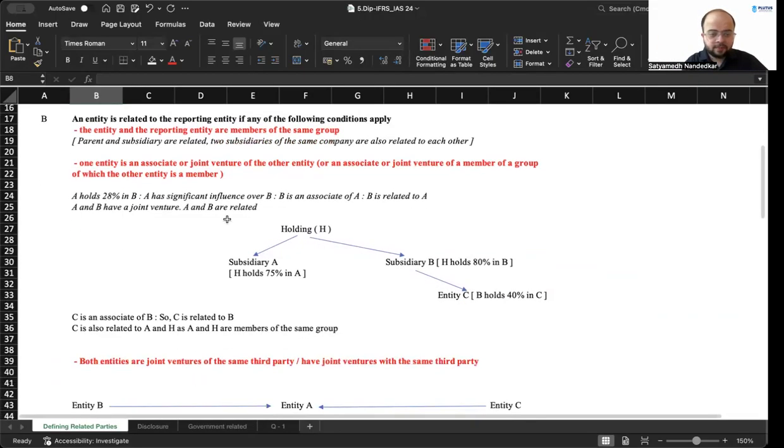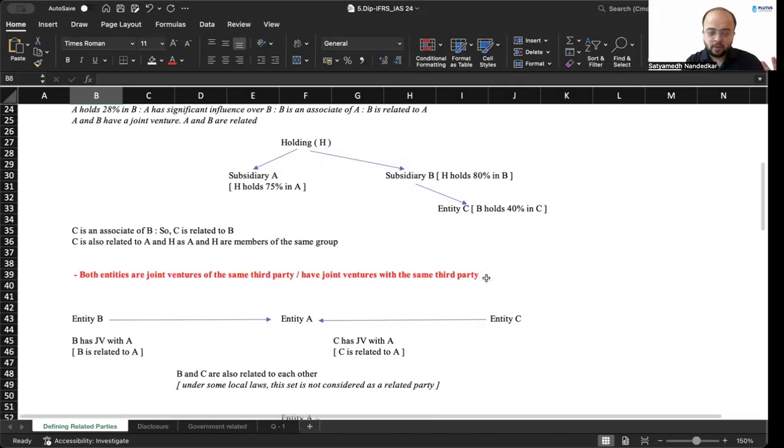Okay. Now, holding company H, A is subsidiary, B is another subsidiary, C is an entity in which B has 40% interest. C is also related to A and H as they are all members of the same group, holding and subsidiary related. The two co-subsidiaries are also related to each other, holding subsidiary 1, subsidiary 2. This subsidiary has an associate. That associate is also related to everyone in the group.